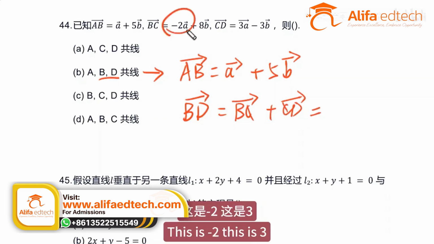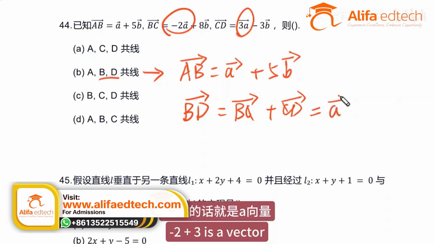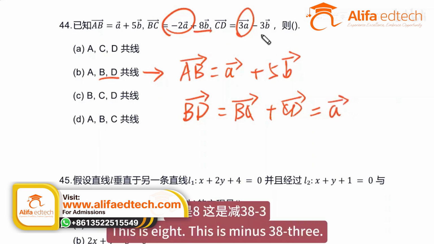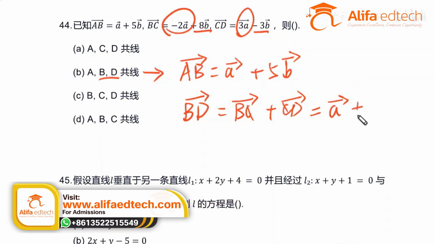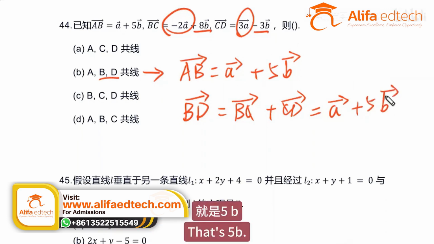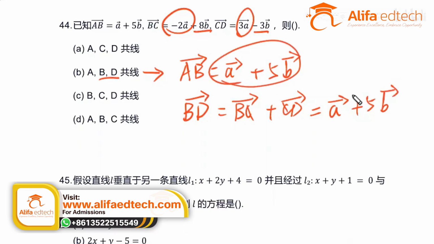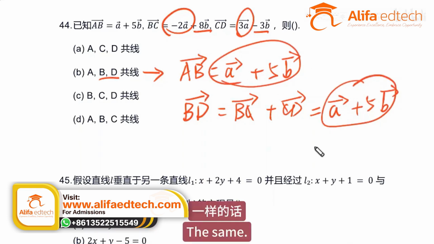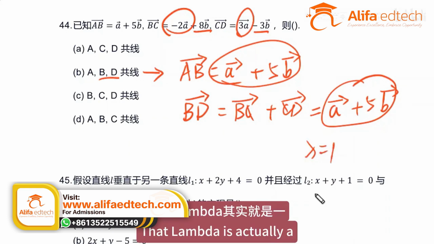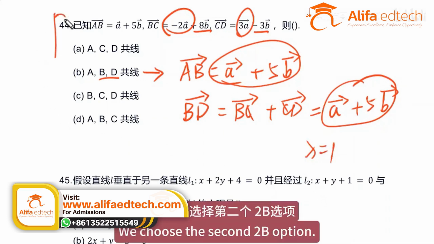What is BC? It's -2 here, and here it's 3. -2 plus 3 is vector A. What about here? Here it's 8, and here it's 0, 8 minus 3. That's 5b. You'll notice these two are the same. Since they're the same, that lambda is actually 1. So we choose the second option, 2b.